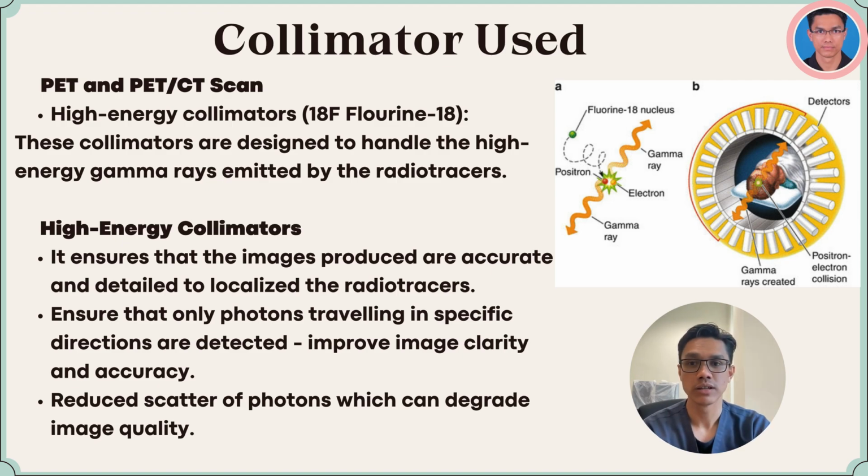In PET imaging, high energy collimators are used, and these collimators are designed to handle the high energy gamma rays emitted by the radiotracers. They play a crucial role in minimizing scatter and improving image resolution. The use of high energy collimators ensures that the images produced are accurate and detailed, allowing for precise localization and characterization of metabolic activity within the body. This is particularly important in detecting and monitoring diseases like cancer.